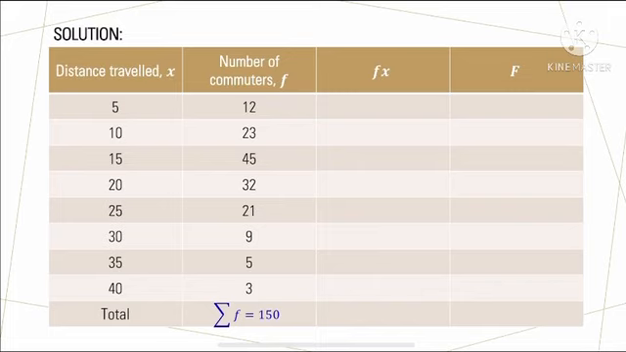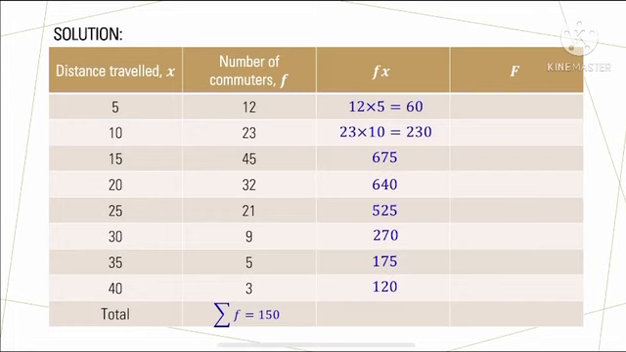So for the first category, it is 12 multiplied by 5, which equals 60. The next one is 23 multiplied by 10, which equals 230. And the rest are these values after we multiply f by its corresponding x. And the total of fx is equal to 2695. The cumulative frequencies are these.